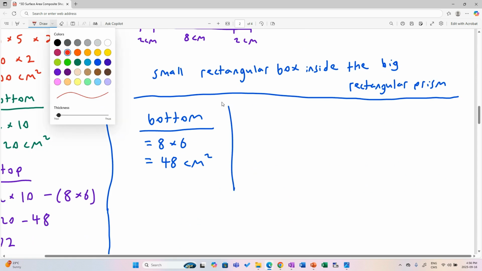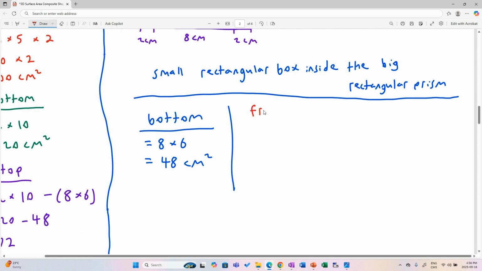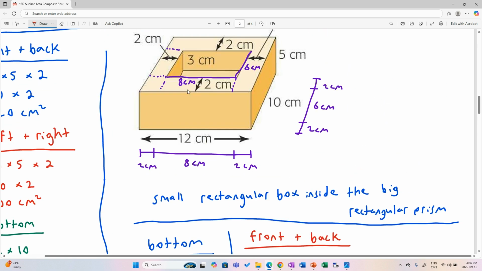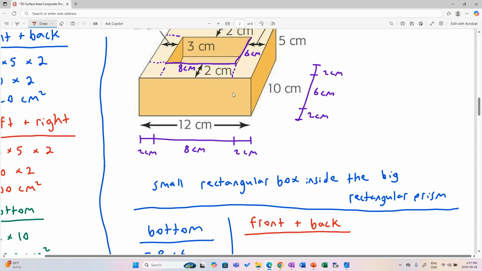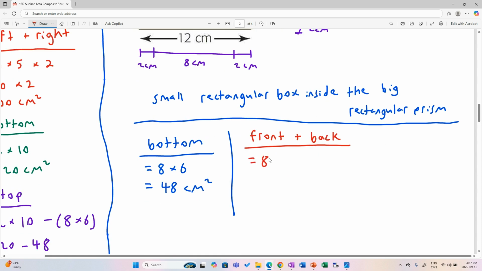I'm just going to call this the front plus back for the small rectangular box. Here I see it's about 3 centimeters deep, and if I know this length here is 8, it should be simply 8 times 3. So 8 times 3 to find the area of the front of that side for the inside of that small rectangular box. And I'm going to multiply it by 2 because I want the front and the back. So 8 times 3 is 24, times 2 would be 48.